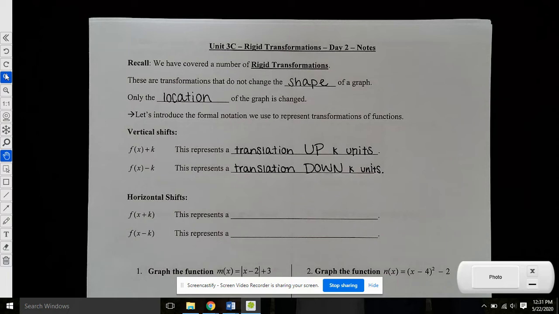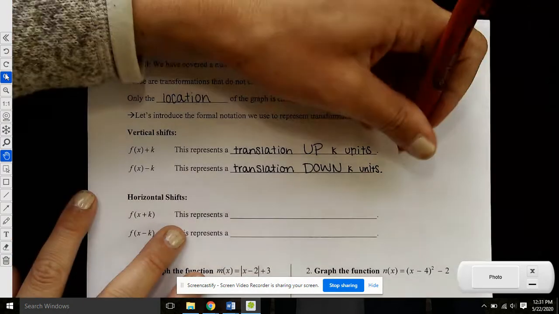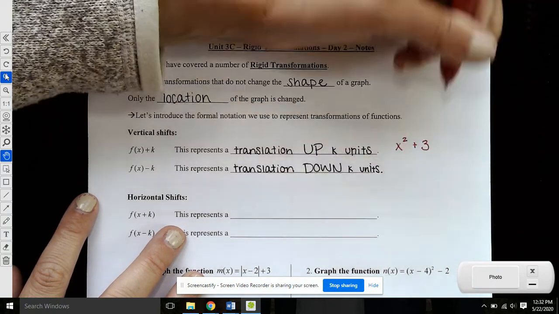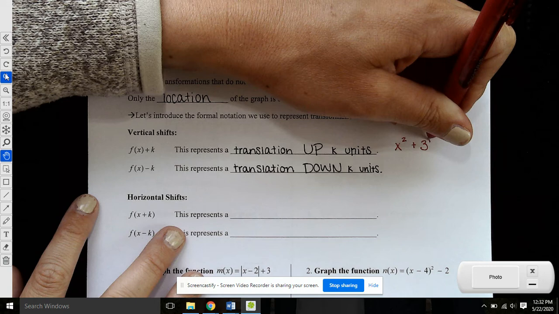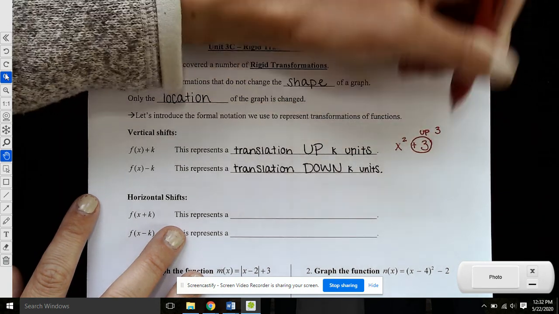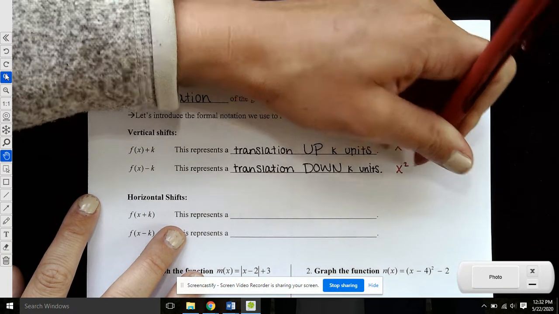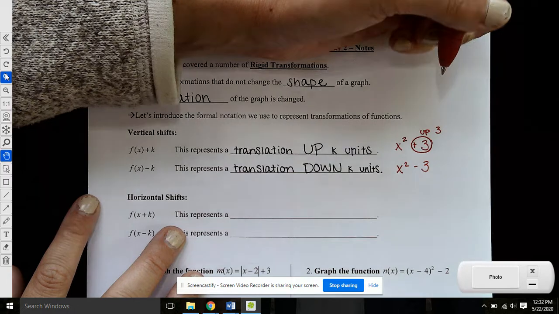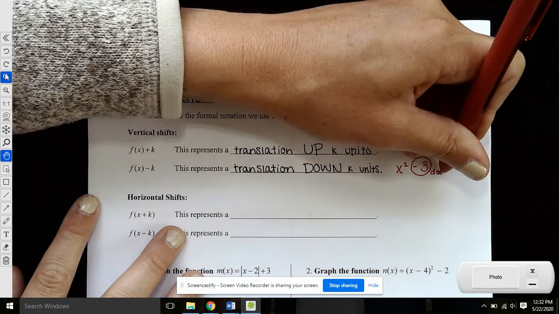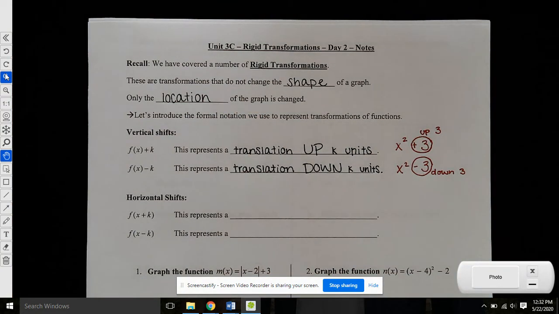So if you were to say a function like x squared, if you had x squared and you added 3 to it, that means that x squared is moving up 3. If I took x squared and I subtracted 3 from it, that would mean that it's moving down 3. So there's a little example there.